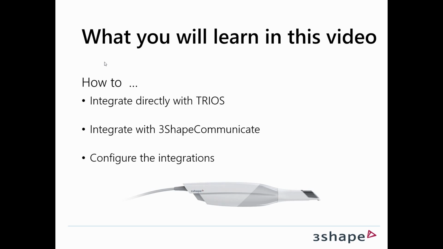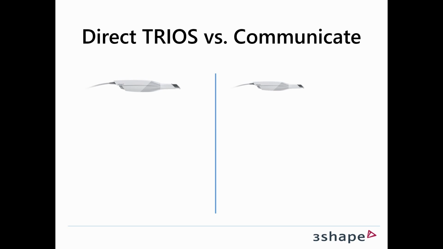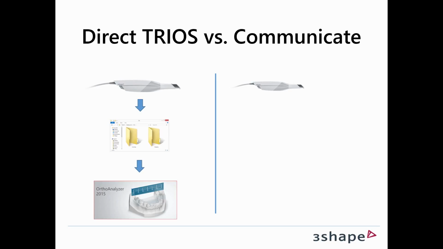So if you compare the two models here, direct Trias versus Communicate, let's look at direct Trias connection first. Well, basically what happens is that you make a scan with your Trias scanner. Those scans end up in a file folder on your computer, and then the Ortho system simply picks up those scans from the file folder. So very, very easy to understand.